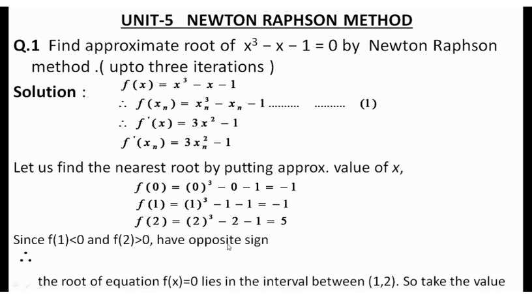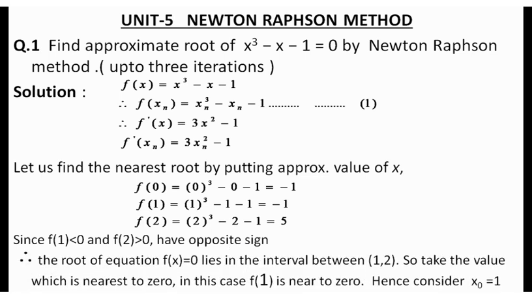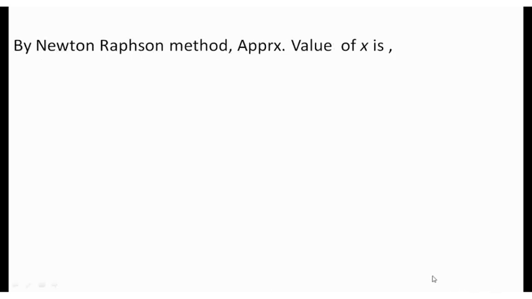So we need to write, therefore the root of the equation f of x is equal to 0 lies in the interval between 1 and 2. For the next step, take the value which is nearest to 0. Nearest to 0, out of minus 1 and 5, is f of 1. So in this case f of 1 is near to 0, hence consider x0 is equal to 1. We have to find x0 first. Here we consider x0 is 1.